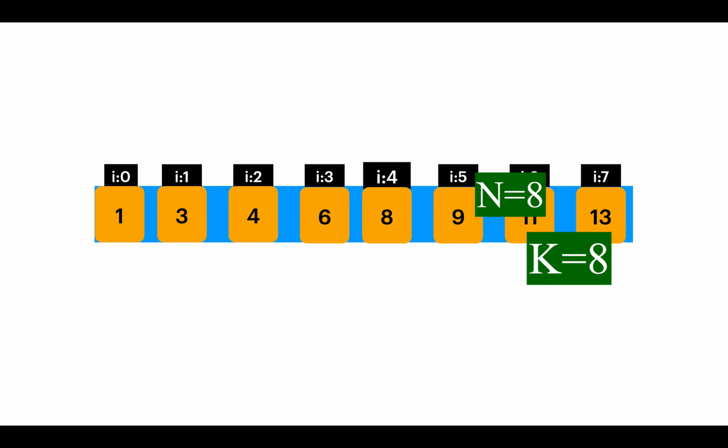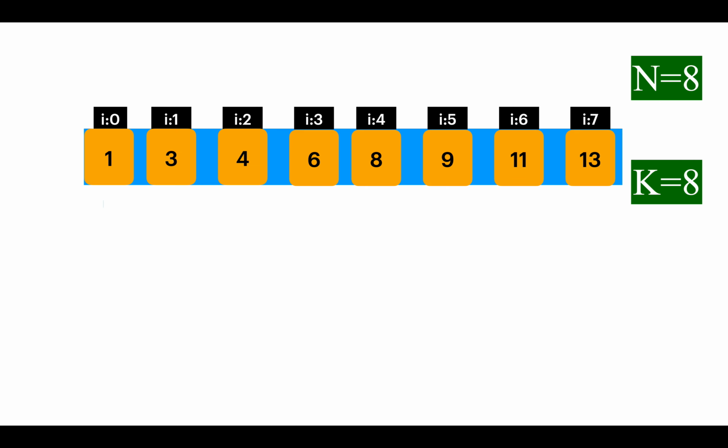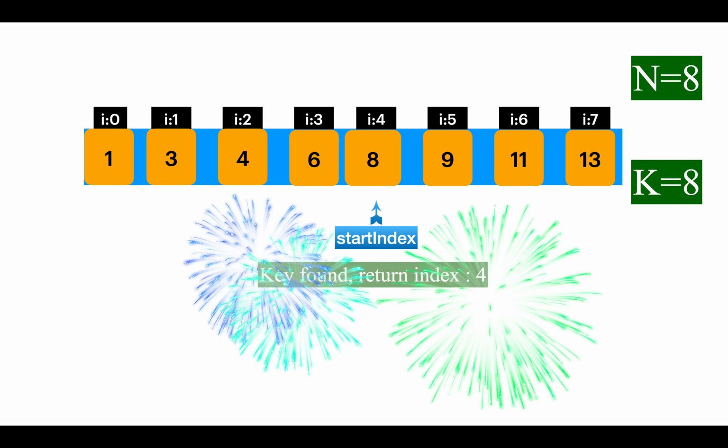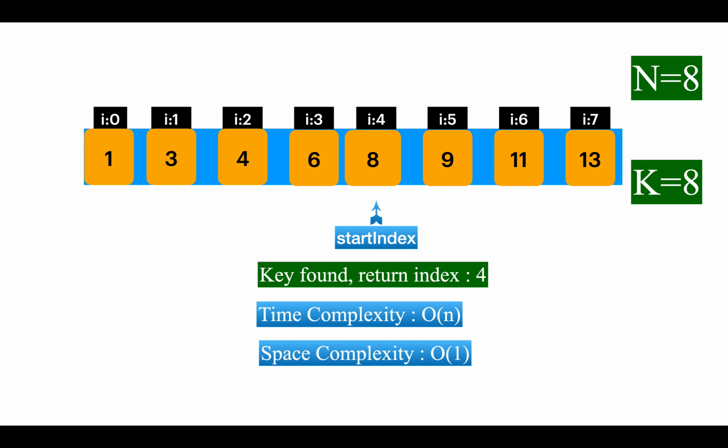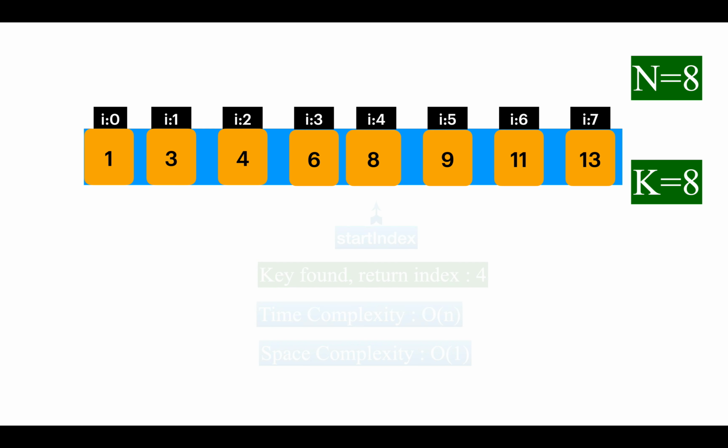So let's move on. The simplest solution will be you start from index 0, move towards n-1 index. Whenever you find a key, return the index number, otherwise return -1. This solution takes time complexity as big O of n, because if the key is not available, we traverse through the complete array. The space complexity will be constant. Can we improve on time complexity?